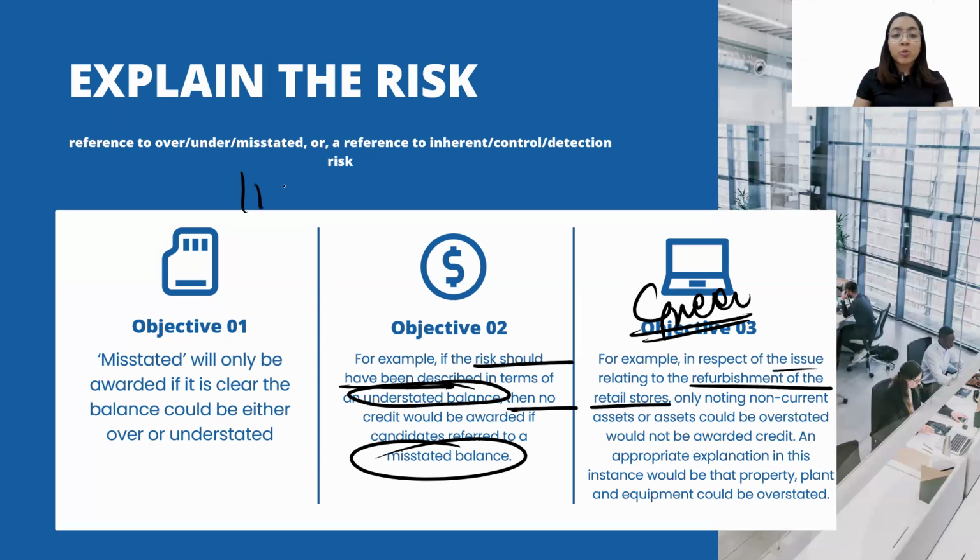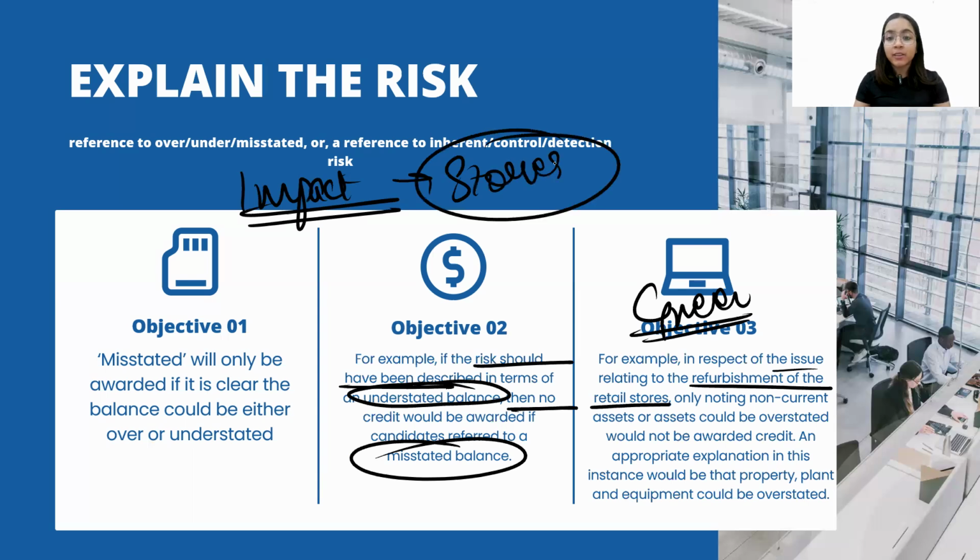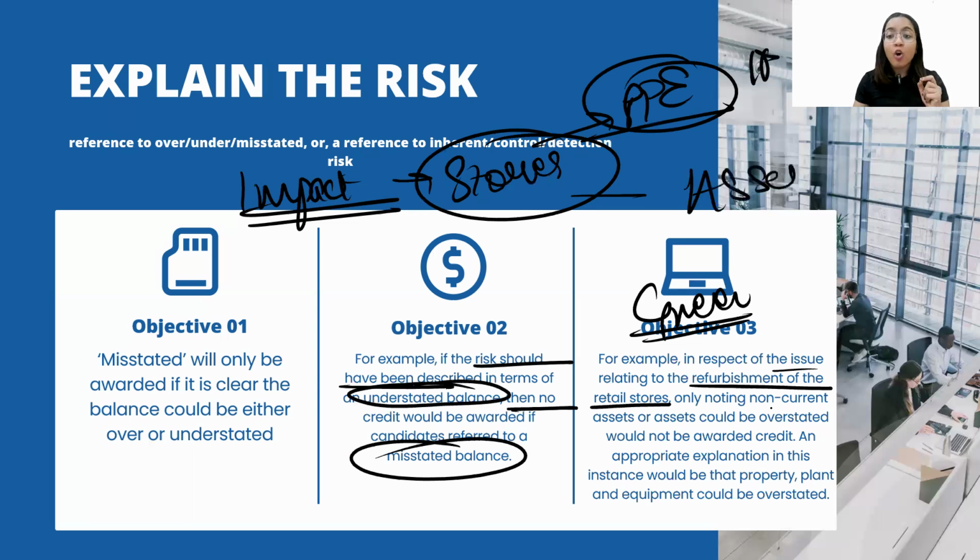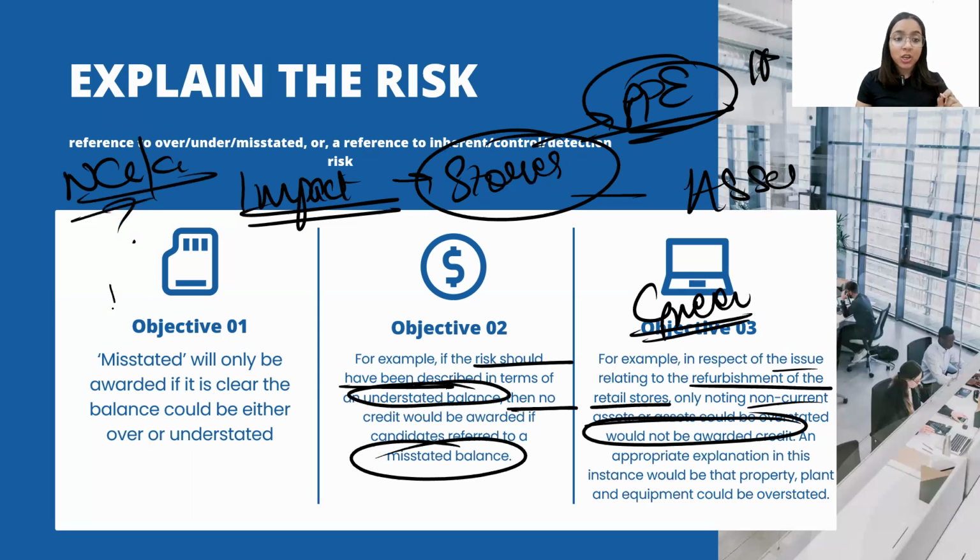Now, whenever you are writing the impact, make sure you are as specific as possible. For example, if it is regarding the refurnishment of the stores, then your PP&E would be overstated or understated. If you are writing just assets or non-current assets, you will not be getting any marks. You will be getting marks when you are specific that PP&E would be overstated. So if you are writing non-current liability or current liability, which? If you are writing non-current assets or current asset, which asset? So you have to be as specific as possible.